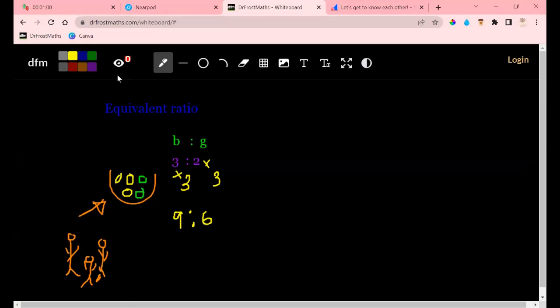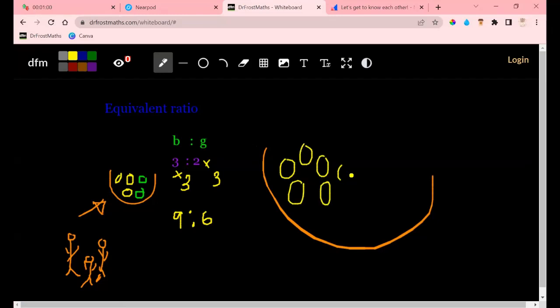Now you can build a big fruit salad. Take a big bowl and take 9 bananas: 1, 2, 3, 4, 5, 6, 7, 8, 9. Then take 6 grapes: 1, 2, 3, 4, 5, 6. Then you have a big fruit salad to support your neighbors as well. So did you understand equivalent ratios? Okay, I hope you understood.